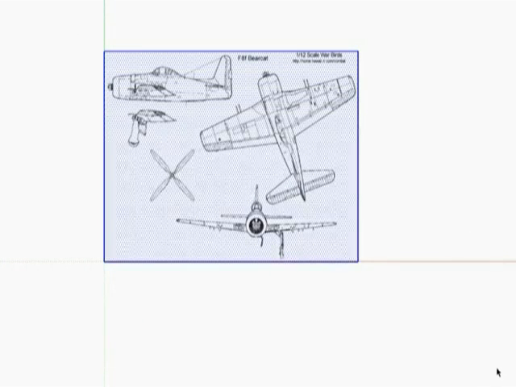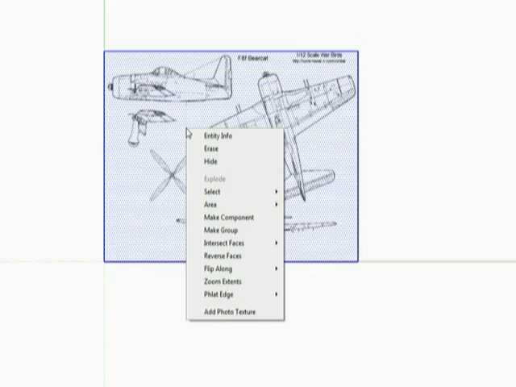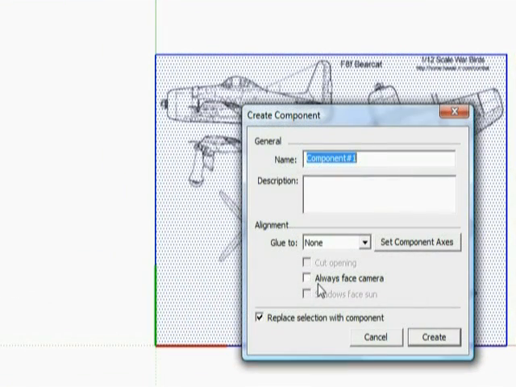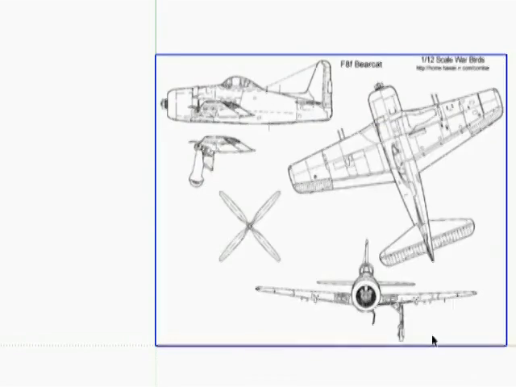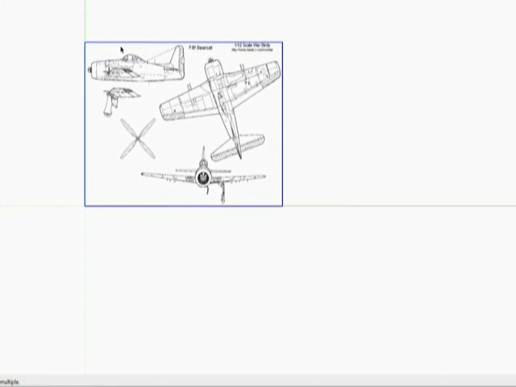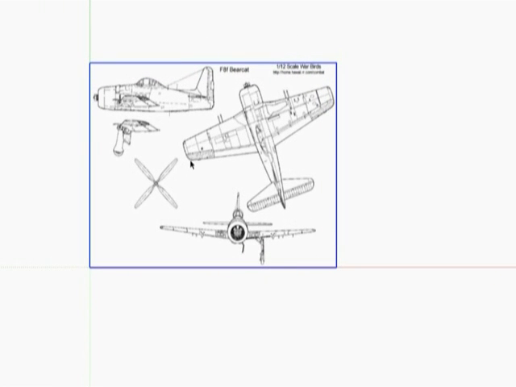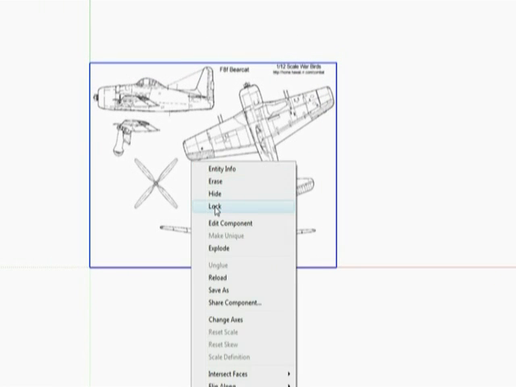Now when I select it all again, we can see we've got a face and we've got the sides of the bounding box and so forth. If we right click again, we make it a component, which is basically a grouped element. So I'll say create. And now, when I select it all, we have one component. Now, if I right-click, I can lock this file.